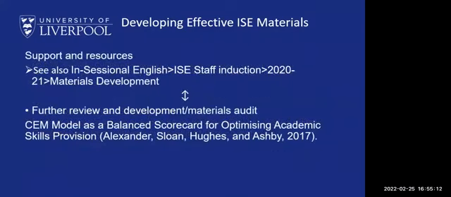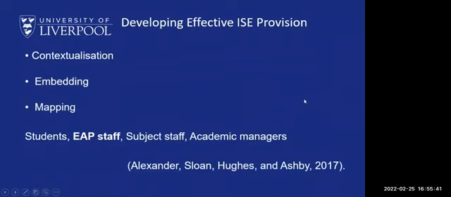What we tried to do from that was to take it further with a broader review of materials and actually audit the materials that we've got and think about stuff that we don't need anymore or that isn't in keeping with the minimum standards that we've agreed. We haven't done that completely yet. It's an ongoing thing. But again, another tool that we can use is something like the CEM model with a balanced scorecard. Look at our practice and our materials in terms of how contextualized, how embedded we are, and how well mapped our materials are.